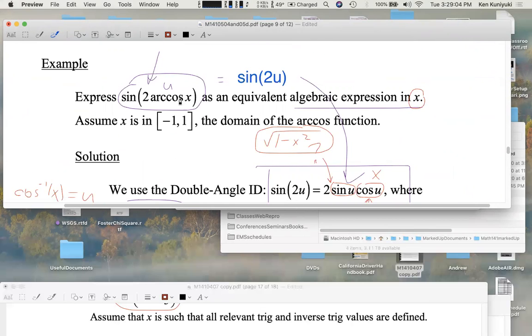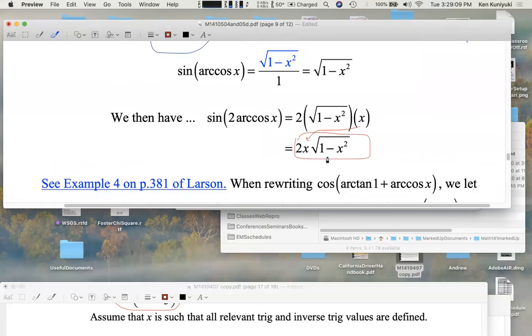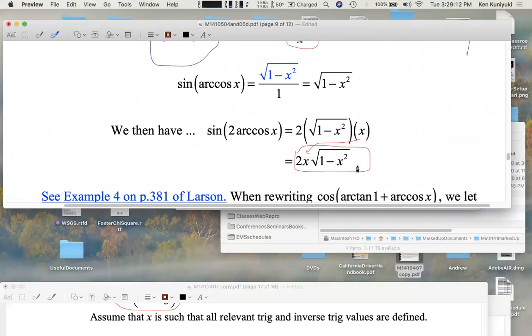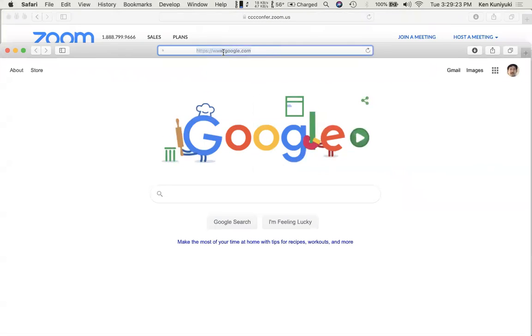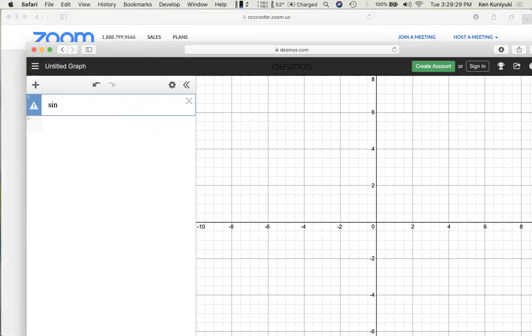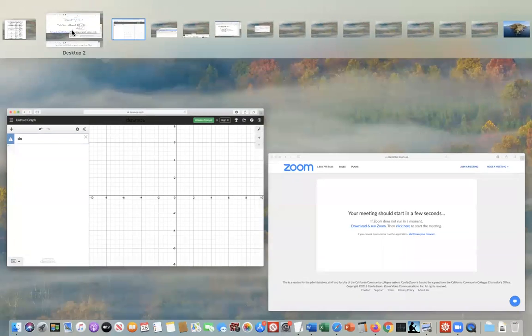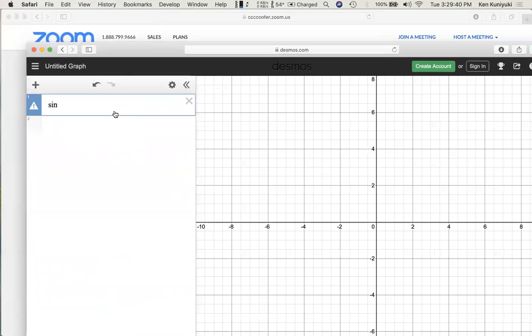In calculus 2, maybe you have to re-express this in this fashion. This might be easier to manipulate: 2x times the square root of 1 minus x squared. That's algebraic. In fact, we could even go to Desmos. All right, let's go to Desmos. Here's sine of, what was it now? It was sine of 2 arccosine of x.